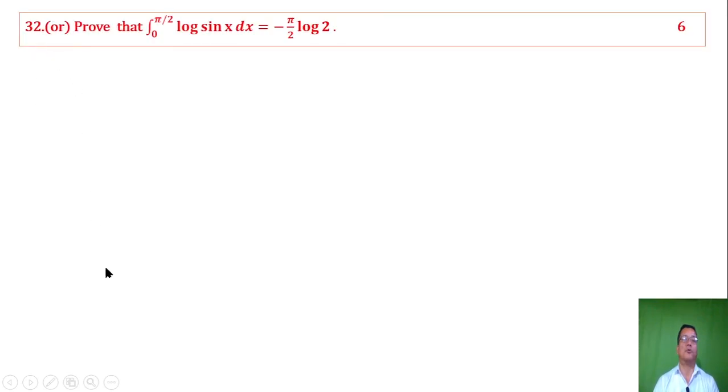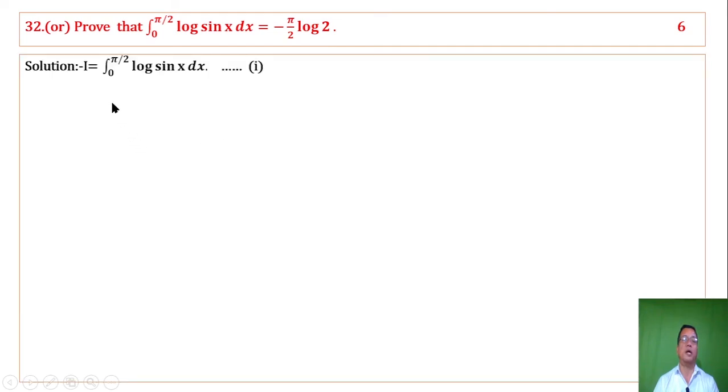Question number 32. Prove that the integral of log of sin x dx from 0 to pi by 2 is equal to minus pi by 2 log 2. 6 marks. Let I equal to this. Also I equal to, applying the property, sine of pi by 2 minus x. Sine of pi by 2 minus x is cos of x, which is equation 2.